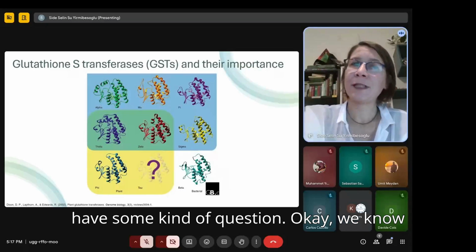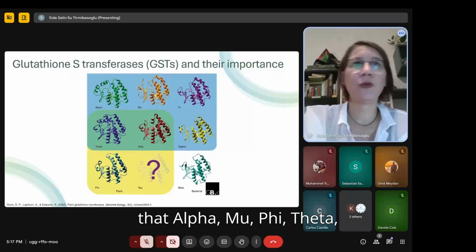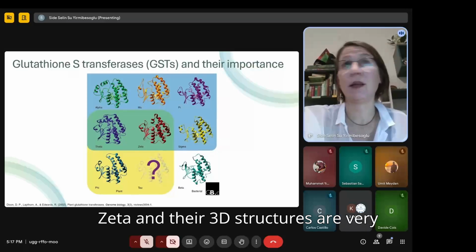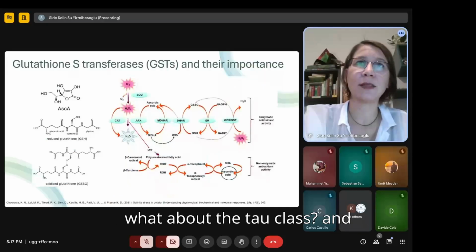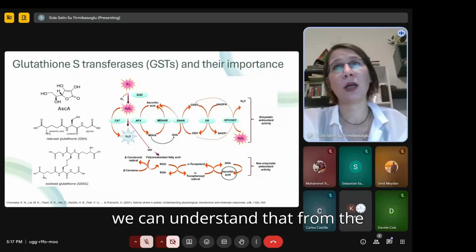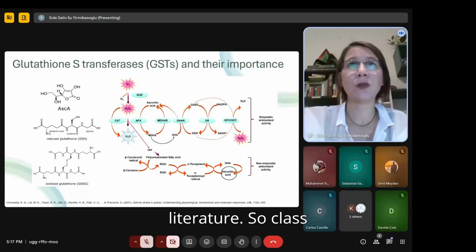Therefore, we have some kind of question. Okay, we know that alpha, mu, phi, theta, zeta, and their 3D structures are very similar to each other. But what about the tau class? And we can understand that from the literature.